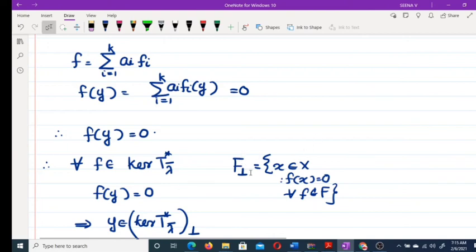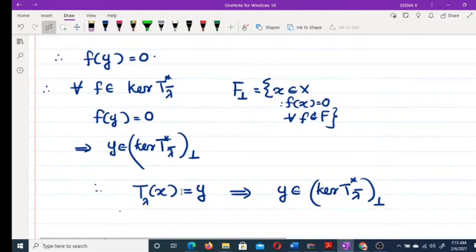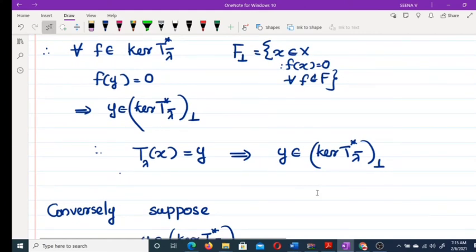Now, what is F lower perp? It is the set of all x belonging to X such that f of x equals 0 for every f belonging to capital F. Therefore, for every f belonging to kernel of (T* − λ̄), if you take any y, we get f of y equals 0. That means y belongs to the lower perp of kernel of (T* − λ̄). Thus we get T_λ x = y implies y belongs to kernel of (T* − λ̄) perp.